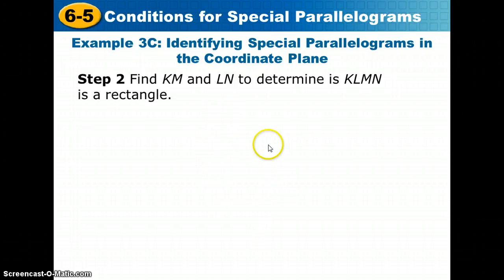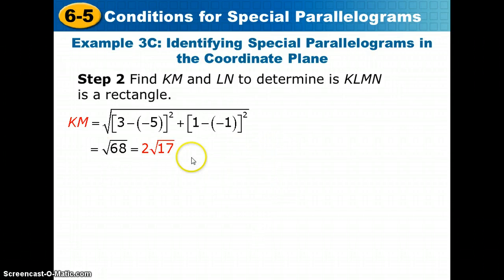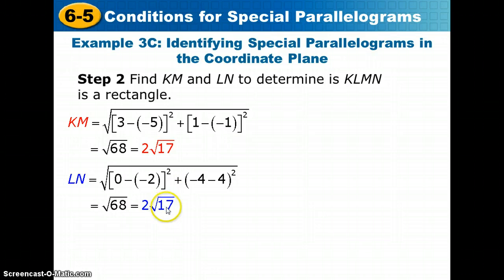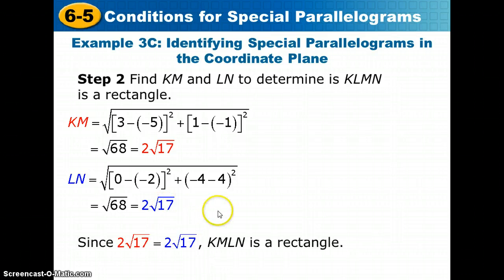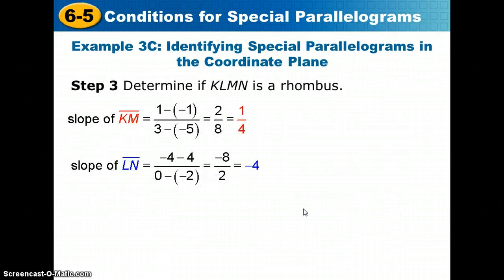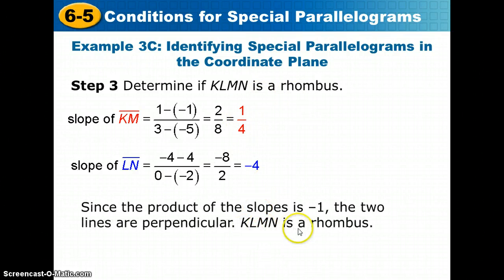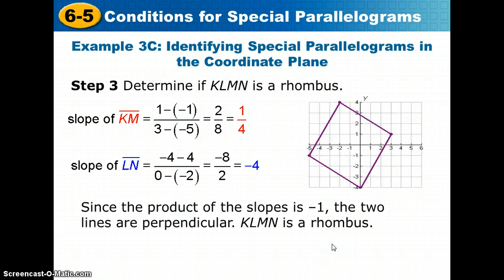The diagonals have lengths 2 root 17 and 2 root 17. Since the diagonals are equal, or congruent, it's a rectangle. Then we're going to check the slopes of the diagonals, 1/4 and -4. Those are opposite reciprocals, and the product is -1. That means the two segments are perpendicular, so it's also a rhombus.